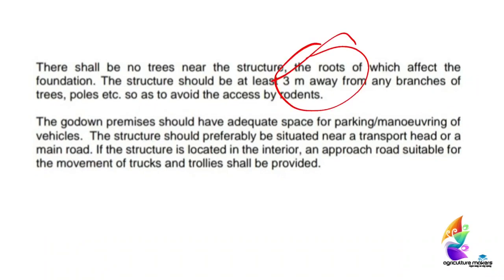In the godown, there must be premises for adequate parking and maneuvering of vehicles, and the structure should preferably be situated near the transport area. If the structure is in an interior place, an approach road suitable for the movement of trucks and trolleys should be provided.